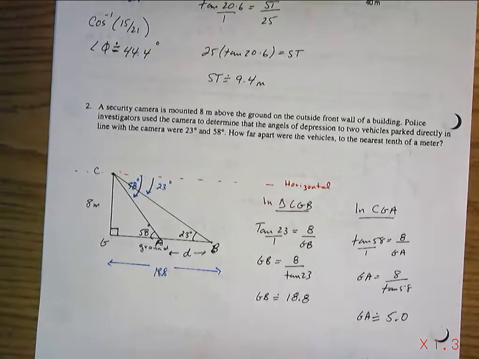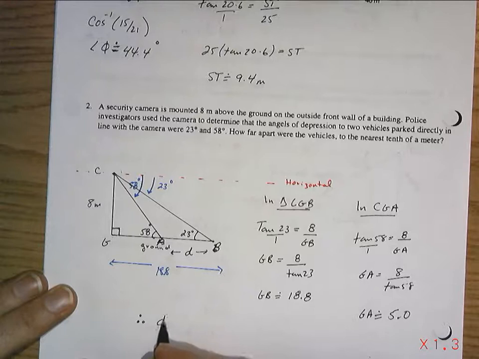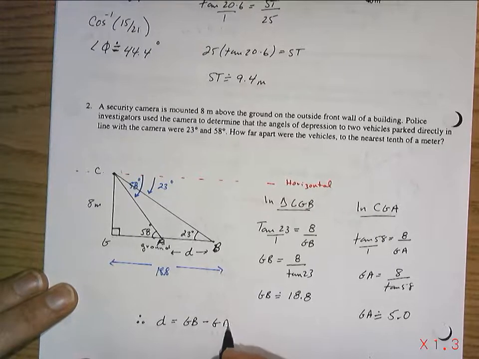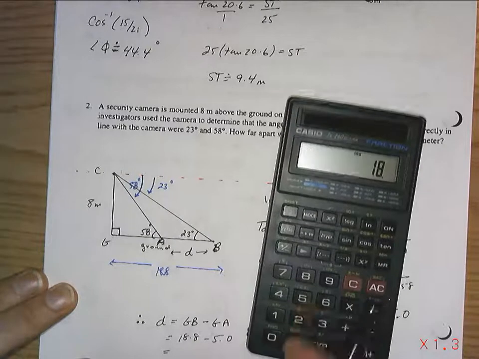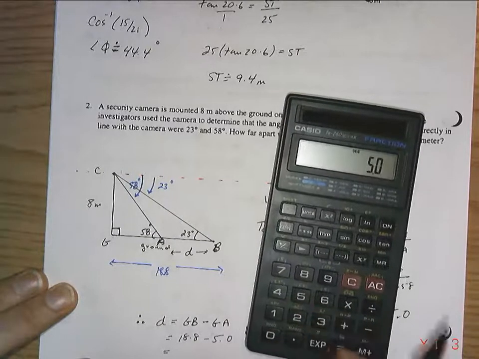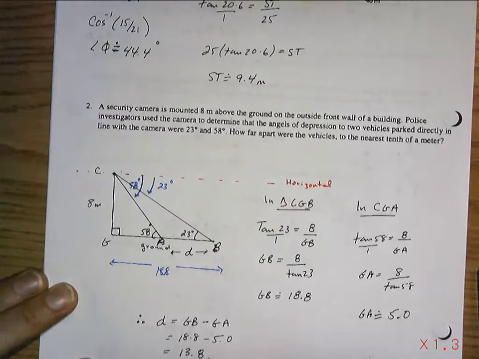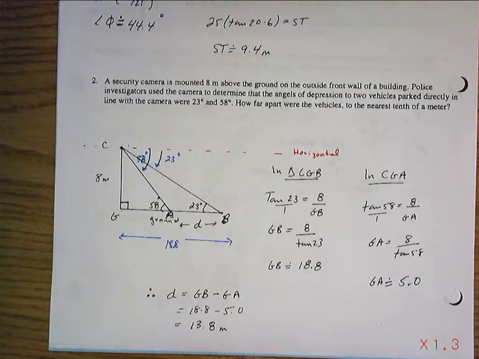Okay, so now, therefore, D equals GB minus GA. So it'll be 18.8 minus 5.0, which will be, I think it's 13, but you know what? It's not worth making a mistake. Yep, 13.8. 13.8 meters. So the two vehicles were 13.8 meters apart from each other. And we did it to the nearest tenth.